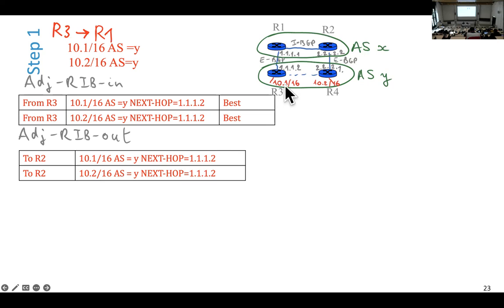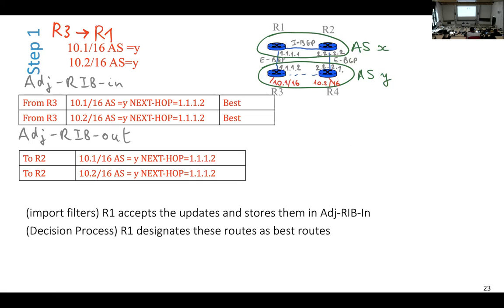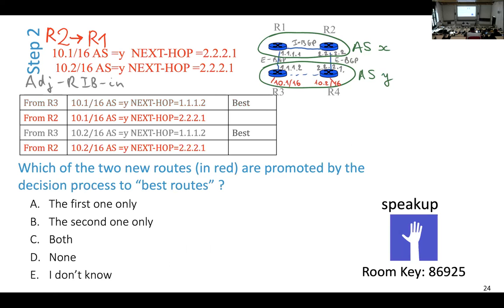R1 has learned two new routes to two network prefixes, so it should announce them to its peers. What is its peer? It should announce them internally to R2 over iBGP. So over iBGP, we'll send to R2 that I found these two routes, and the next hop is 1112. One of the differences between iBGP and eBGP is that we do not touch the next hop. The next hop is still the north interface of R3. That's what I explained here.